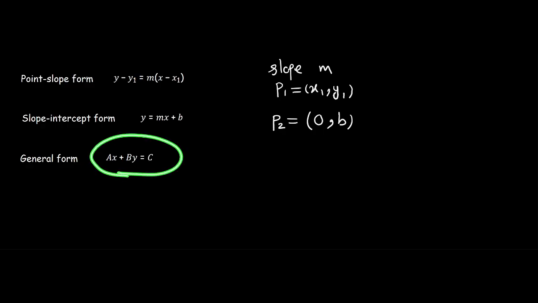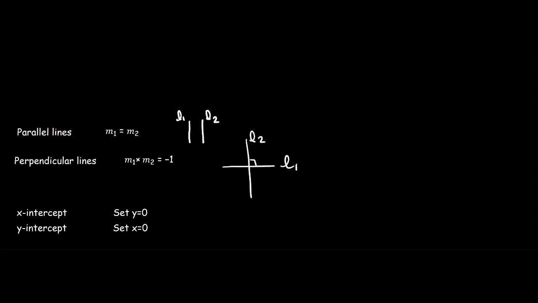The general form for a linear equation is ax plus by equals c. Here a, b, c are real numbers. Another thing about linear equations is parallel lines. If we have 2 parallel lines like L1 and L2, their slopes are equal to each other. So the slope of L1 equals the slope of L2. In contrast, when we have perpendicular lines like L1 and L2, the multiplication of their slopes is equal to -1. So if I have m1, I can calculate m2 or vice versa. For example, m1 is -1 divided by m2.